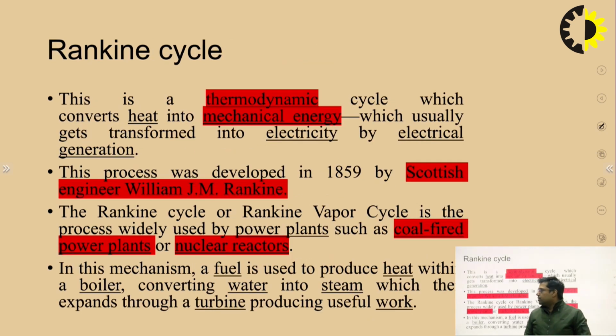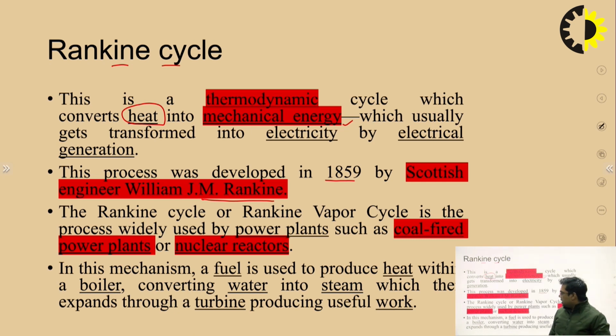First of all, I will discuss here the Rankine cycle. What is the Rankine cycle? The Rankine cycle is one of the thermodynamic cycles which converts heat into mechanical energy. By this process, it transforms energy into electricity through electrical generation. This Rankine cycle was developed in 1859 by a Scottish engineer, W.J.M. Rankine. He developed this process, that is the Rankine process.